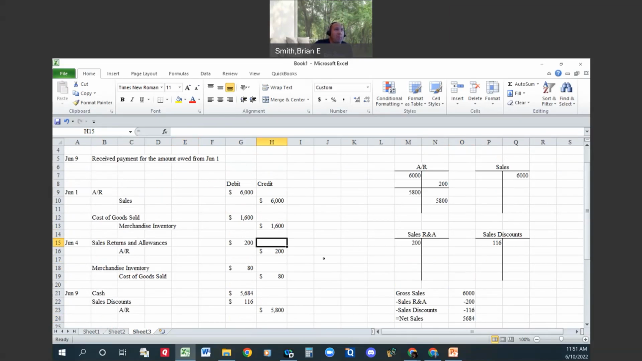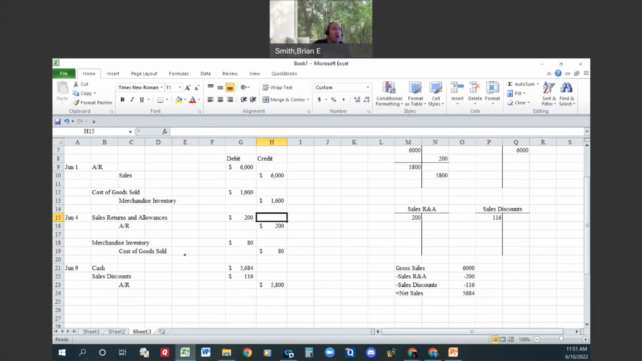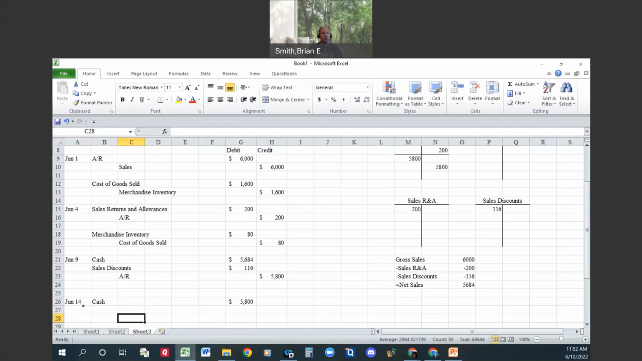Oh, really quick, what happens if June 9th didn't happen and it was like June 14th? On June 14th, they pay us. If that was the case, then we're still going to credit accounts receivable 5,800, but we're going to receive cash for 5,800. Well, that's what it would be if it was June 14th. But we're not going to calculate the sales discount there.